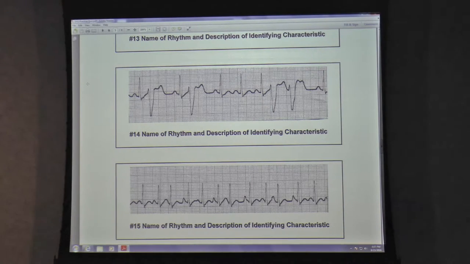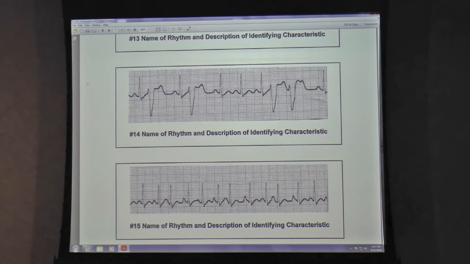Now, all the extra beats that we have, we call premature. And we have to decide if they're premature atrial, premature junctional, or premature ventricular. So right off the bat, how are we going to tell the difference? The width of the QRS, and whether or not there's possibly a P wave. So if it's a wide QRS, you're pretty safe to call it a premature ventricular beat.